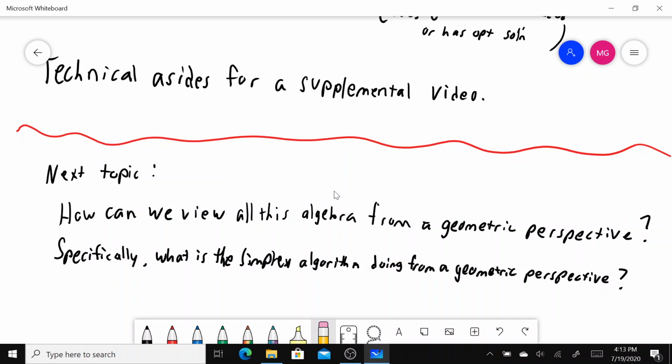So everything so far has been cast in terms of algorithms and algebra. What's happening in terms of visualizing things, in terms of the dimension of space that we're working in. And in particular, what is the simplex algorithm doing from a geometric perspective? So that's the next topic to address. But that will be for a later video.